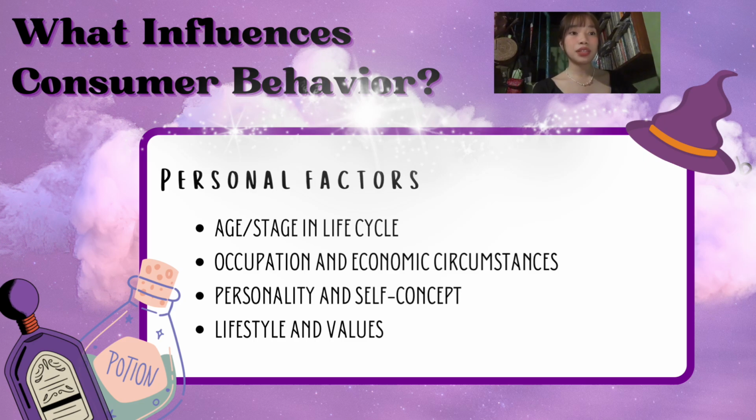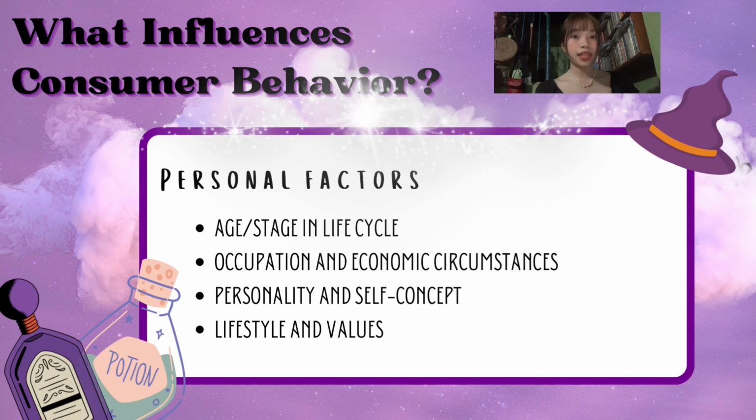One is age or stage in life cycle. Consumer needs depend on age and life stage. For example, young adults may prioritize fashion and technology, while older individuals may focus more on health products and financial security. Occupation and economic circumstances: a person's job and financial status affect their spending habits. Higher income individuals may prefer luxury brands, while those with limited income focus on necessities and budget-friendly options.